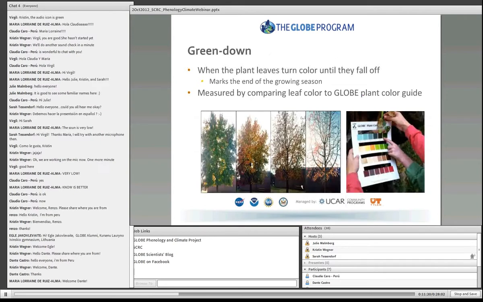And then there's green down. The green down is just the time period when plants' leaves start to turn color, and it goes all the way until they fall off. This marks the end of the growing season then as well. We measure green down in GLOBE by comparing leaf color to the GLOBE plant color guide, which is pictured in the lower right corner of this slide.